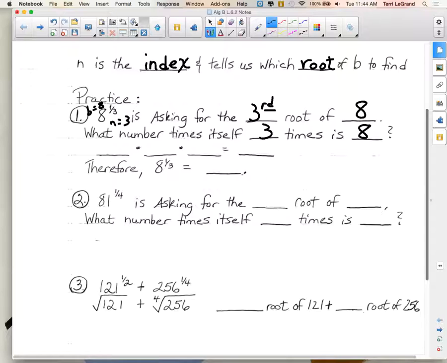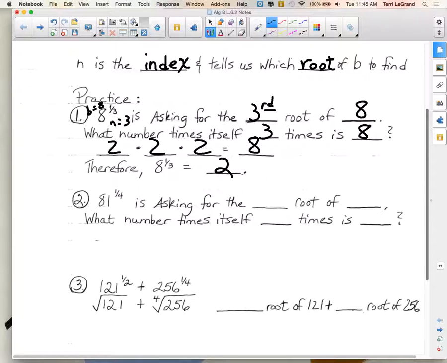And that is 2. Okay, let's try it. 2 times 2 times 2. Would that get us to 8? Yes. So therefore, we would say 8 to the 1/3 power equals 2. Check it out on your calculator to make sure we're right.